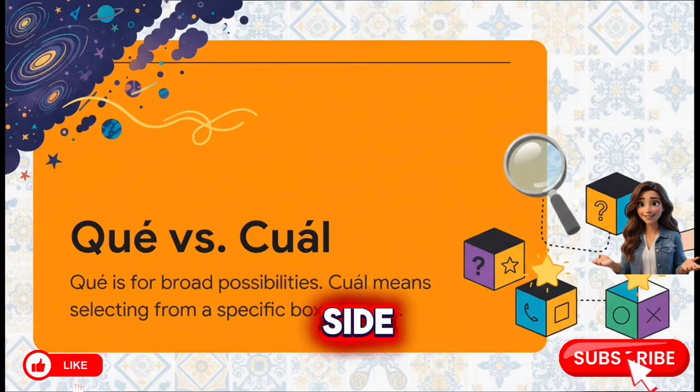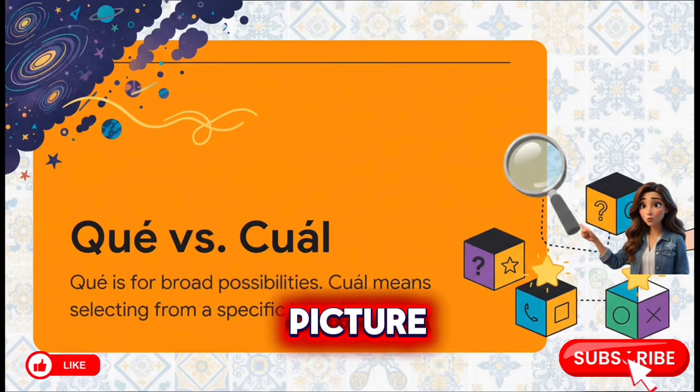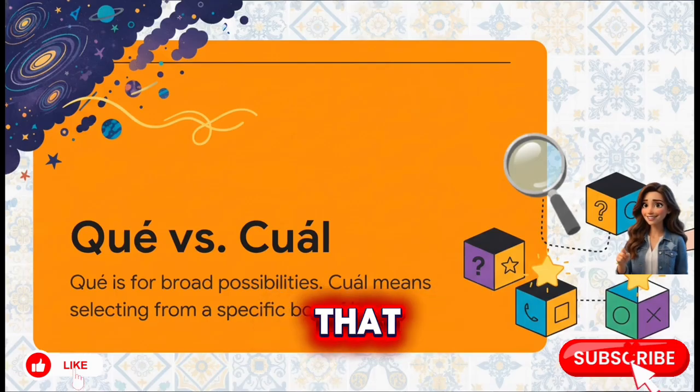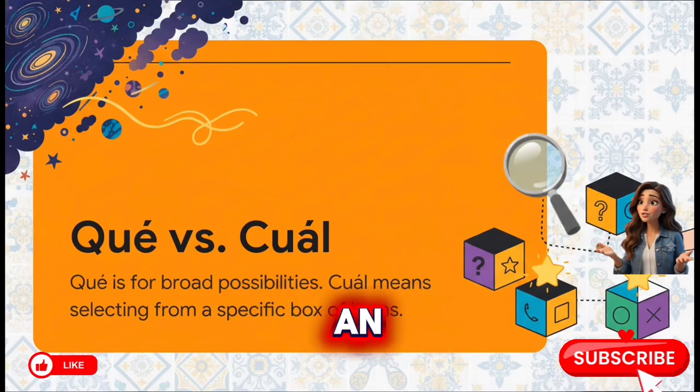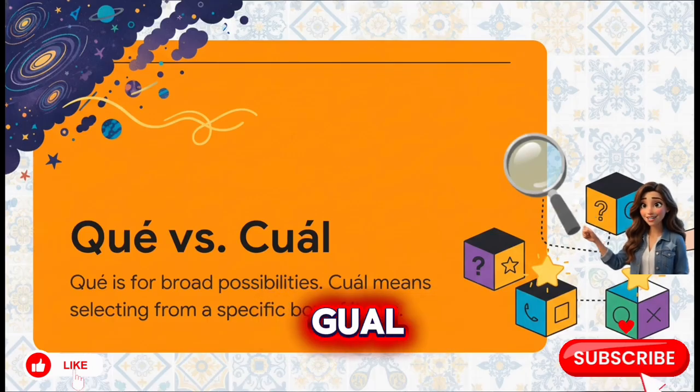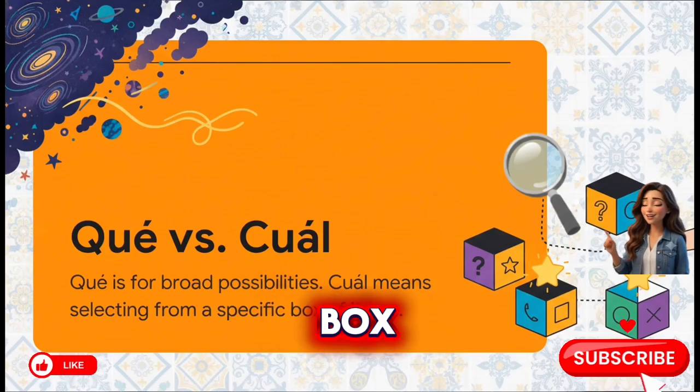Now, on the flip side, when you think of cuál, I want you to picture a specific box. Cuál means you are actively looking into that specific box and selecting an item from a known family of options. So qué is the whole universe and cuál is picking from a specific box. Lock that visual right into your head.